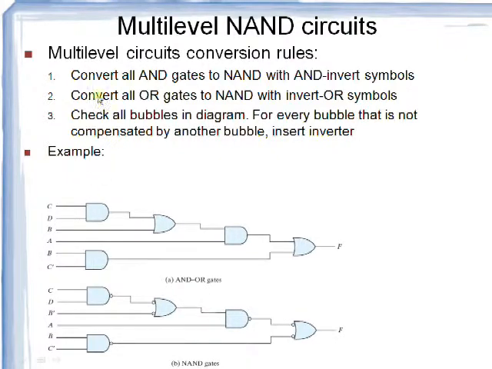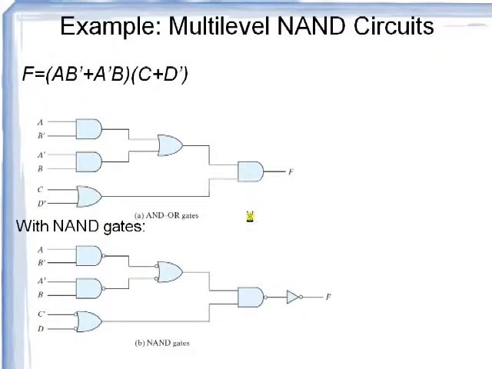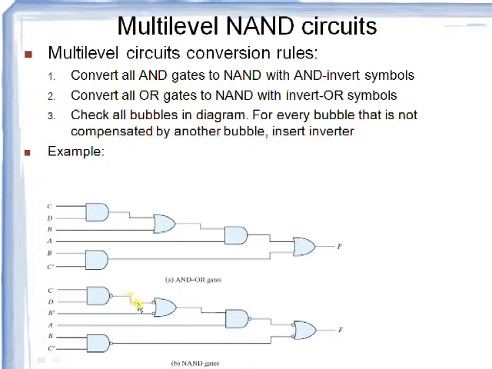Now what we have to do, first convert all AND gates to NAND gates with AND invert. So I have replaced all these AND gates with AND invert symbols and OR gates with invert OR symbols. Now the next thing is we have to check the bubbles. Now this bubble is compensated with this bubble, and here the complement is compensated with a bubble, and then this bubble is compensated with this, as well as this bubble is compensated with this. Therefore this is the circuit which is going to resemble this particular circuit.